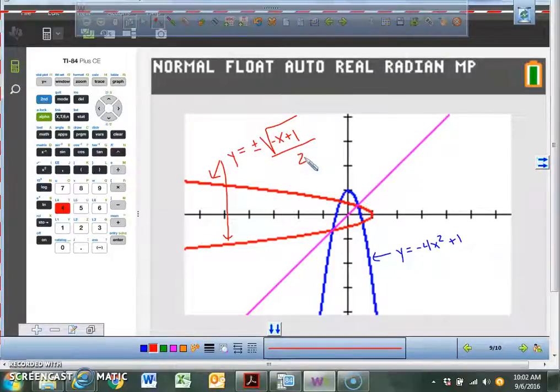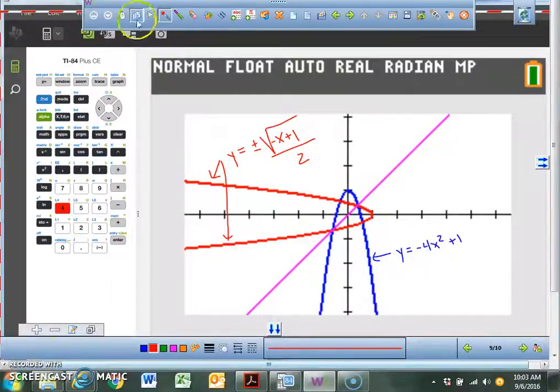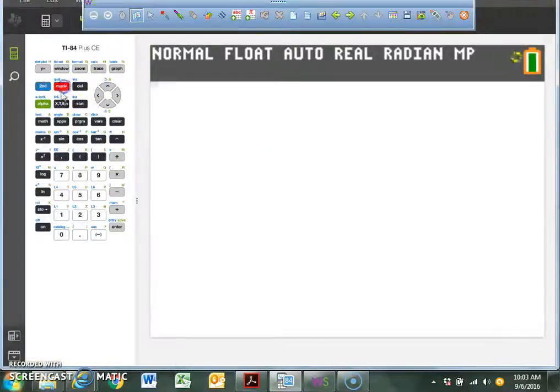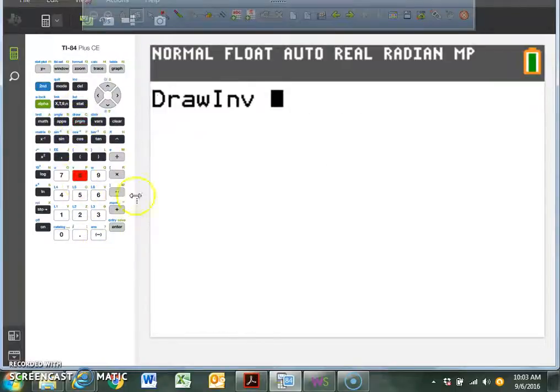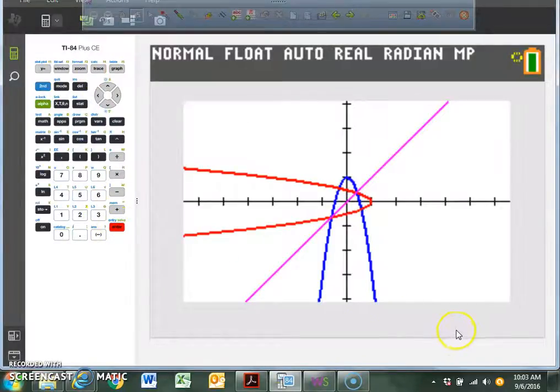Now, here's how you can check it. You guys remember the draw inverse? We're going to go back and see if we did this right. If we did it right, it'll trace both of these graphs. We're going to hit second mode. All right, you're going to hit second, draw, number 8. And you're going to hit alpha trace, enter, and press enter one more time. And it'll trace it right there. I know you're lost because it had to do it really fast.